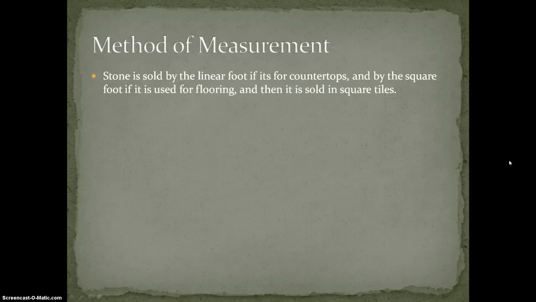Alright, so now we have the method of measurement. Stone is sold by the linear foot if it's for countertops and by the square foot if it's used for flooring. And it's also sold in square tiles. The tile sizes range from 4 by 4, 8 by 8, 12 by 12, 13 by 13, 16 by 16, and 24 by 24 inches. There are many different thicknesses which can range from 1/4 inch to 2 inches. However, the most common is 3/4 to 1 1/4 inch for tiles.